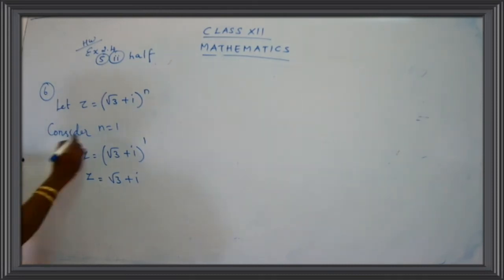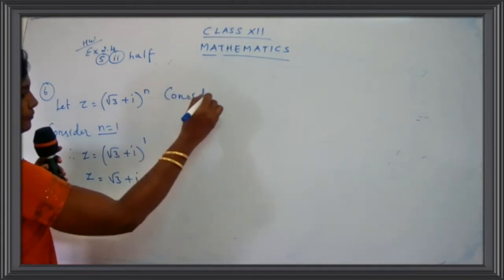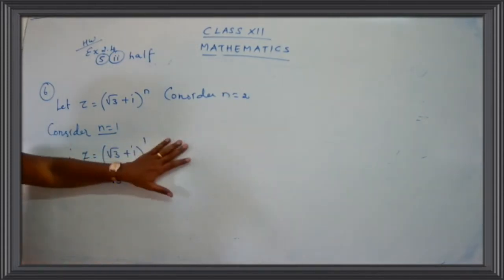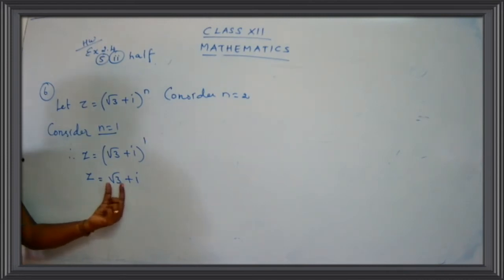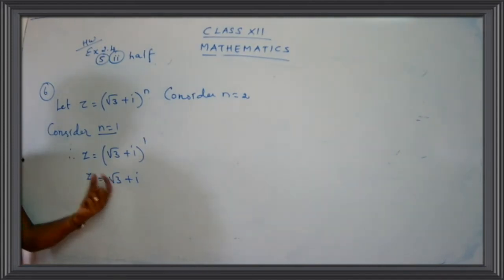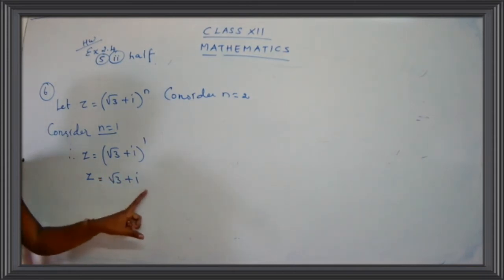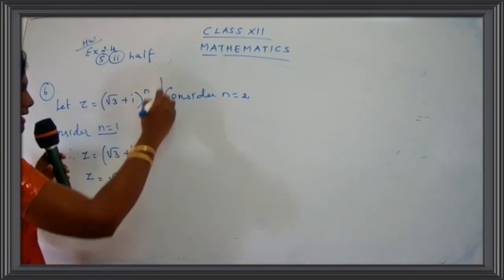So we have taken n as 1. Now consider n as 2. Are you clear, children? Why are we continuing the sum? We are continuing the sum because we did not arrive at the real part alone, or at the imaginary part alone. We have arrived at a complex number. So we are considering n as 2.